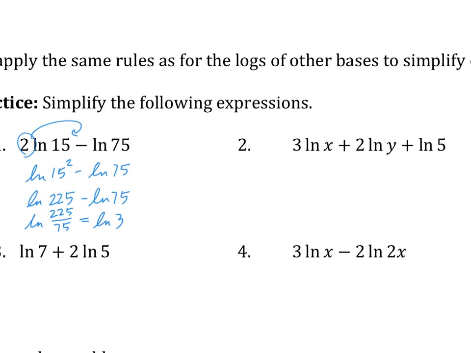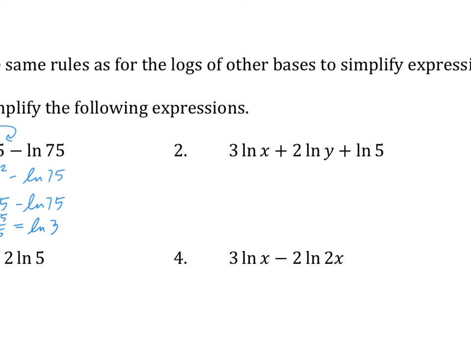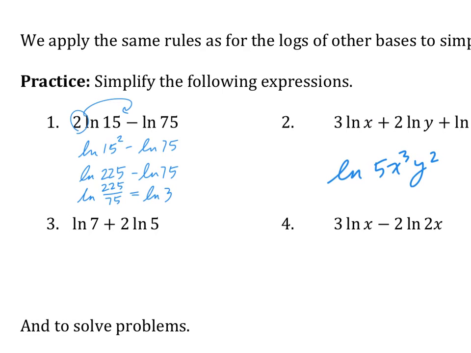Okay, let's see. Number 2. Let's start with Josiah. Okay, good. Nick, number 3. ln 175. Kendrick, number 4. ln x to the third over 2x to the... 2x to what? Seventh. Square?